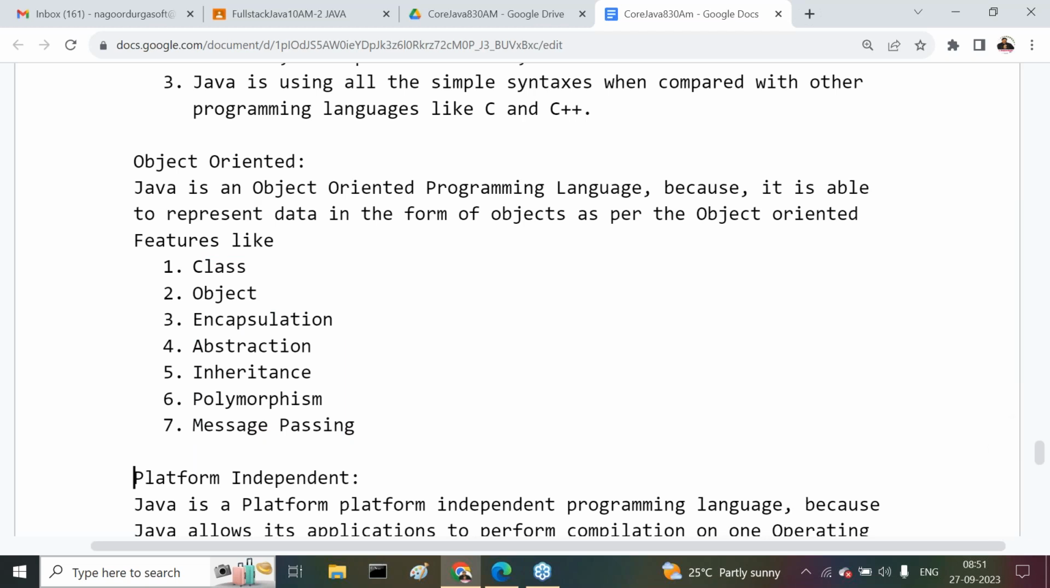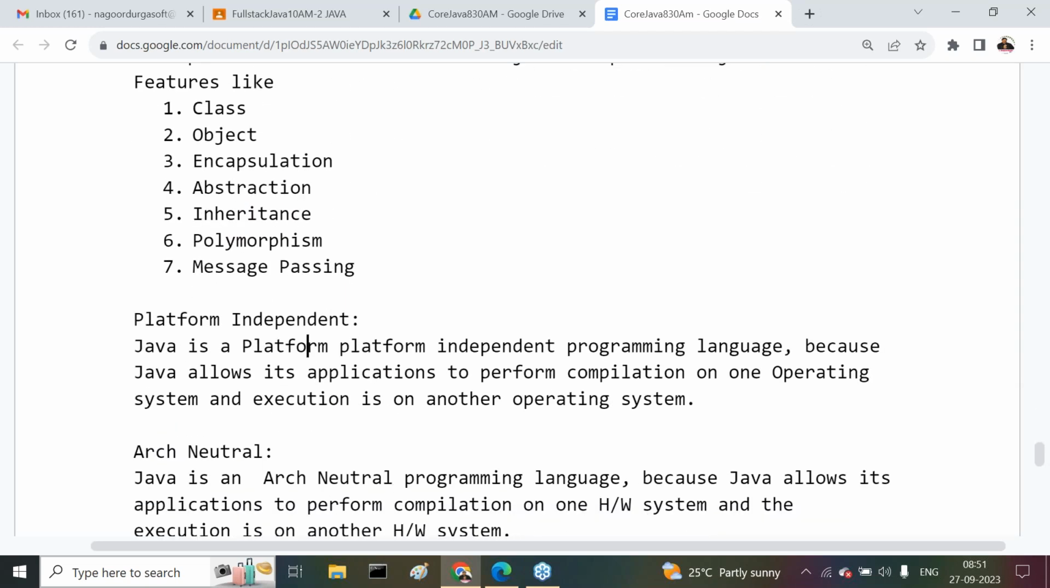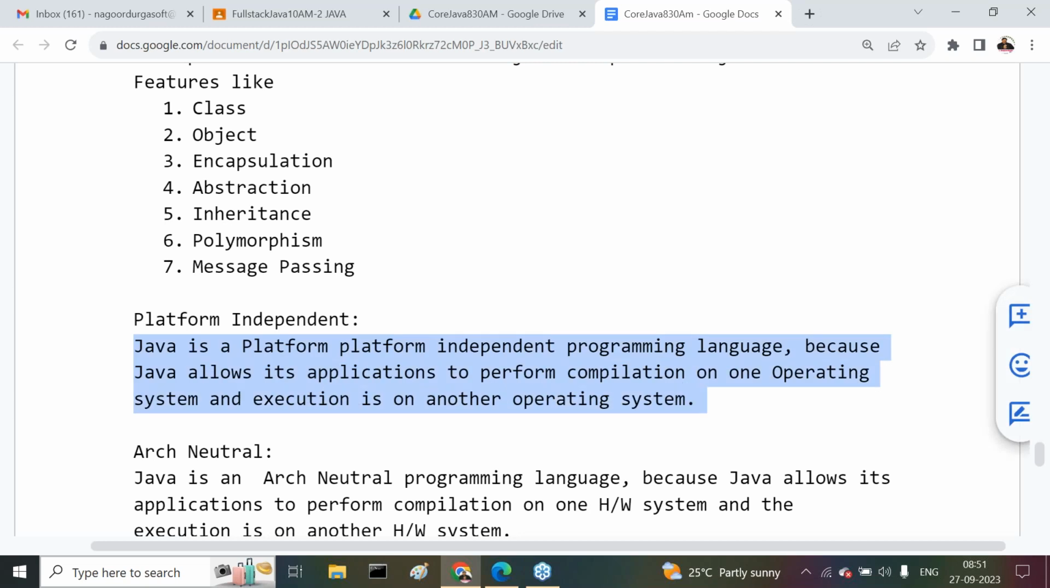Next one is platform-independent programming language. Java is a platform-independent programming language because Java allows its applications to be compiled on one operating system and executed on another operating system. Because of that, Java is a platform-independent programming language.